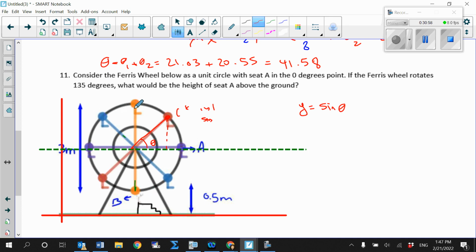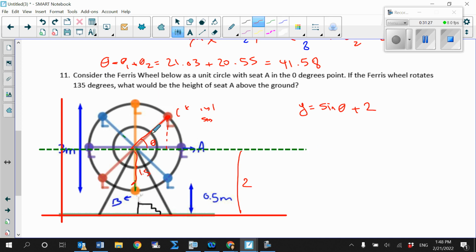This circle has a diameter of 3 meters, and this little space here is 0.5 meters. Half of 3 is 1.5, so 1.5 plus 0.5 is 2. That means this whole distance is 2. So my function is shifted up 2. To write my function, I'm going to write plus 2.